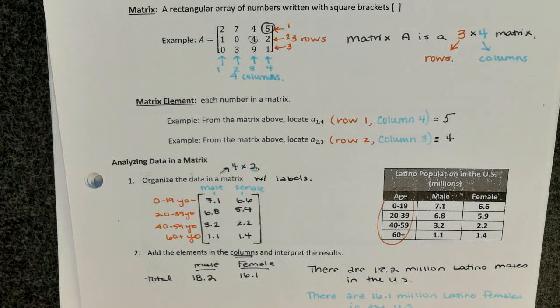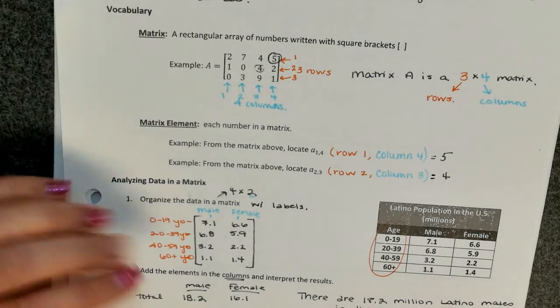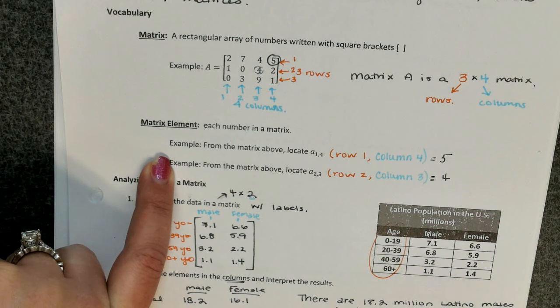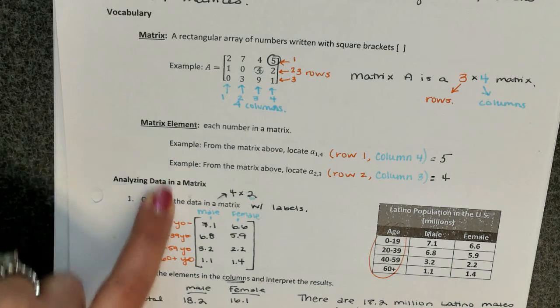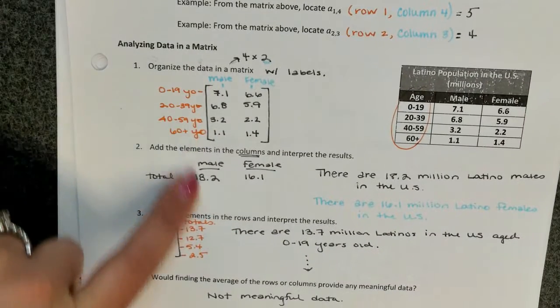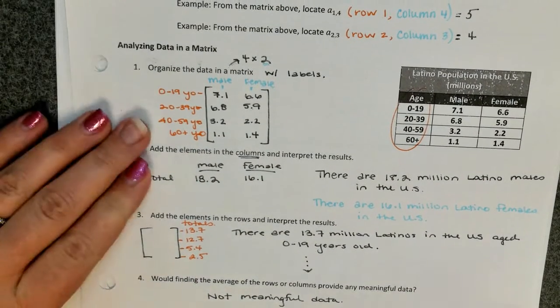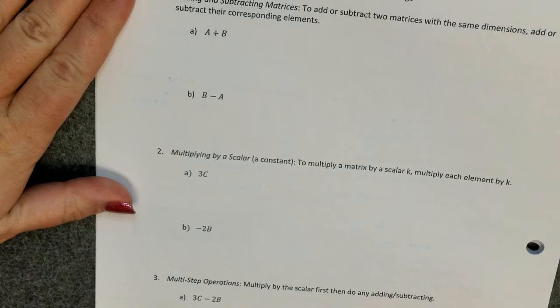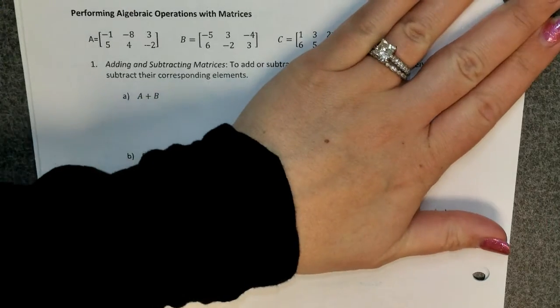All right, so recap. We talked about finding the dimensions of matrices. We talked about each of the numbers in a matrix being called an element and how to locate them. We also talked about how to organize data into a matrix. Next, we are going to learn how to add and subtract matrices.